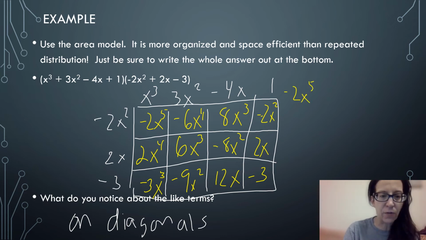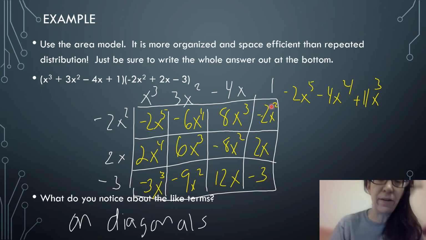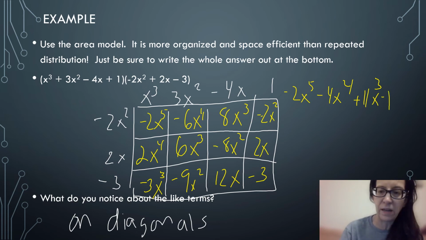And you can use a calculator for this if you want. Negative 6x to the fourth plus 2x to the fourth is negative 4x to the fourth. When you get to the threes, a lot of you might want to use the calculator. This will be 14x to the third, and 14 minus 3 is 11. Here we have all negatives. This will be negative 10x squared minus 9 gives us negative 19x squared.